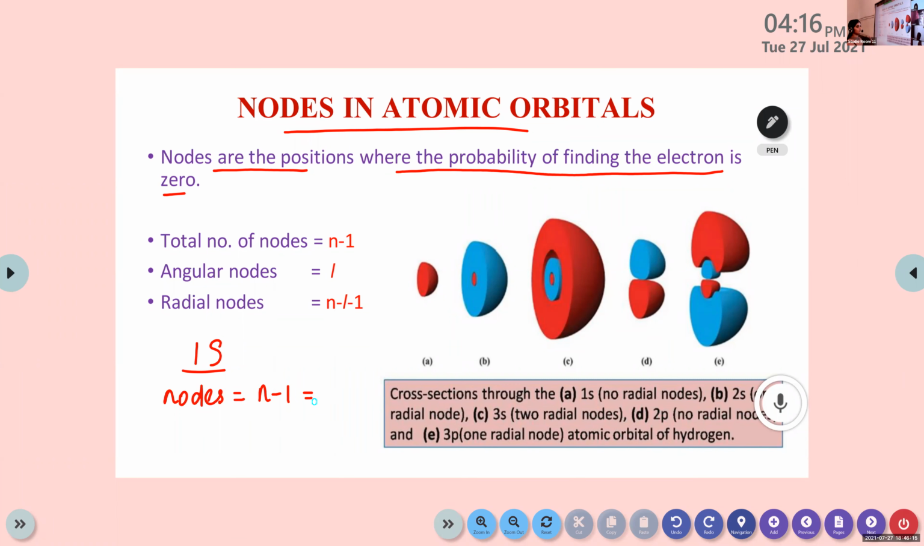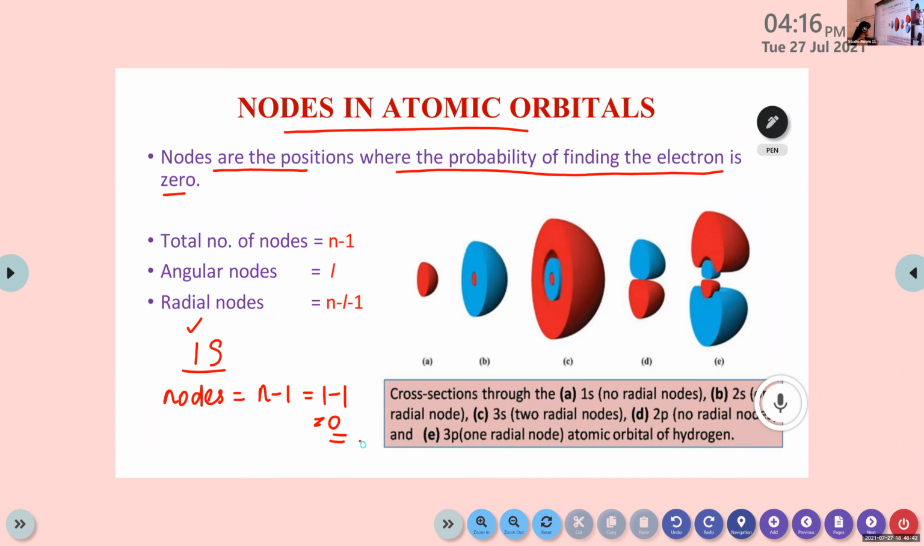Tushar, can you tell me what's the value of n here? Look here, it is the number of the shell, 1. The principal quantum number, also n, represents the shell. So can you tell me? Yeah, 1. So 1 minus 1, that is equal to 0.